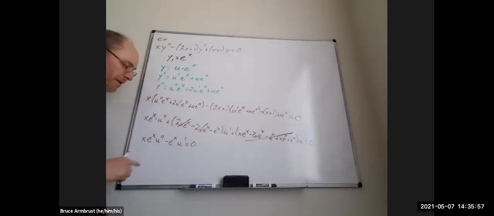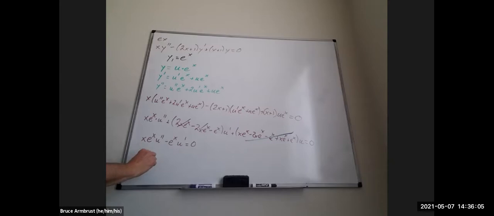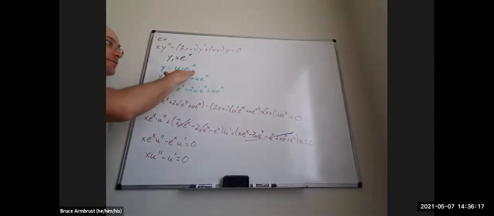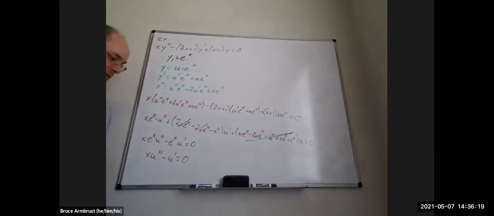Even better, let's divide out e to the x. It's always positive, so we never have to worry about that. So we can cancel that. And we get x u double prime minus u prime equals 0. So this one's really nice, right? Once we do this substitution, man, this thing became really, really simple.